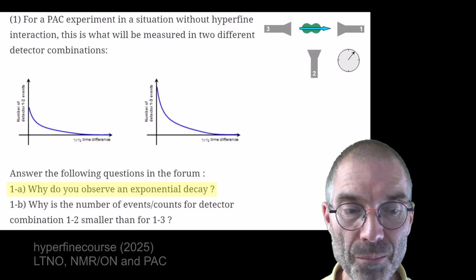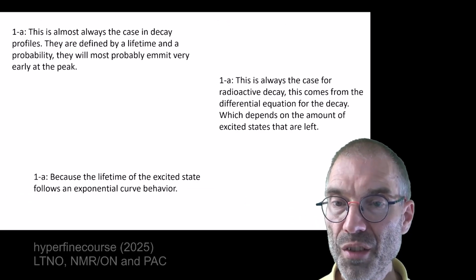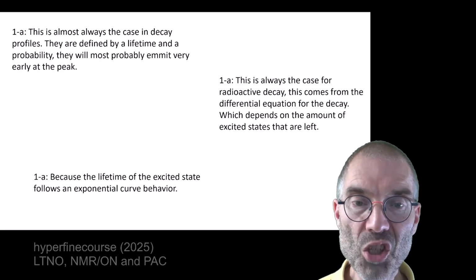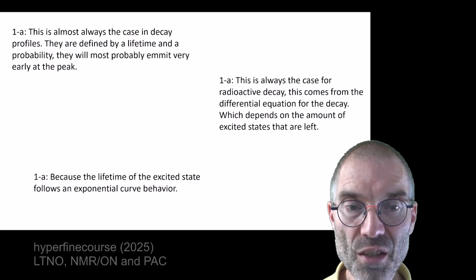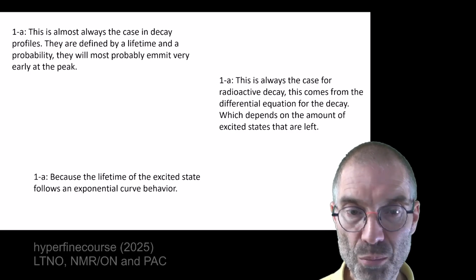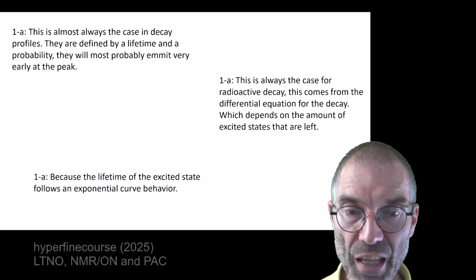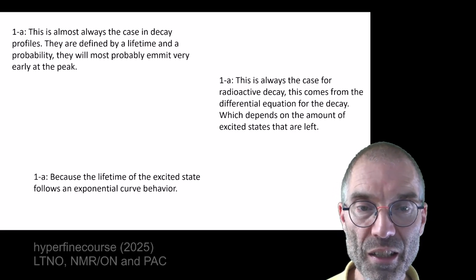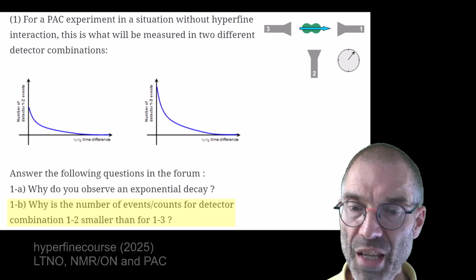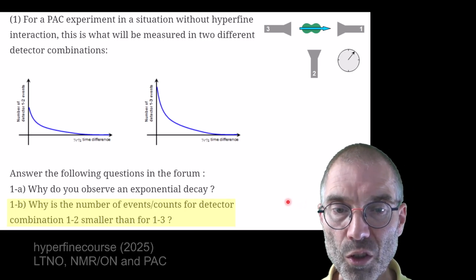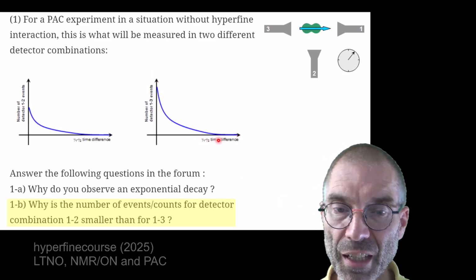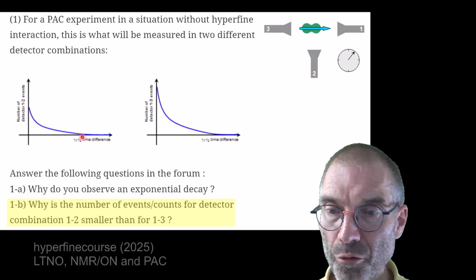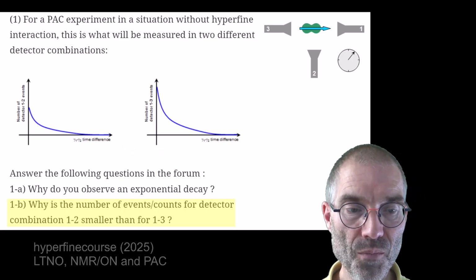Why would that be? Some of your answers, well, basically you say this is trivial because you measure here the lifetime of the intermediate level, and this must follow an exponential decay. That's what radioactive decay does, and that's completely right. Second question, the curve here for the 1-3 detector combination is higher than the exponential curve for the 1-2 detector combination. Why is that?